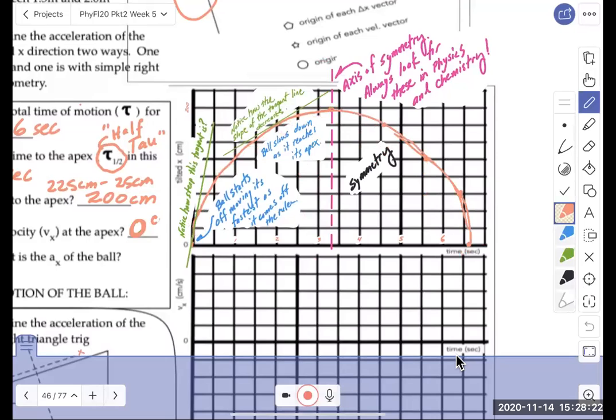Remember, nature paints with a broad brush, so I kind of fill that in. So this is my negative parabola, okay? I'm not crazy about it, but that does look pretty symmetrical. Not beautiful. All right.